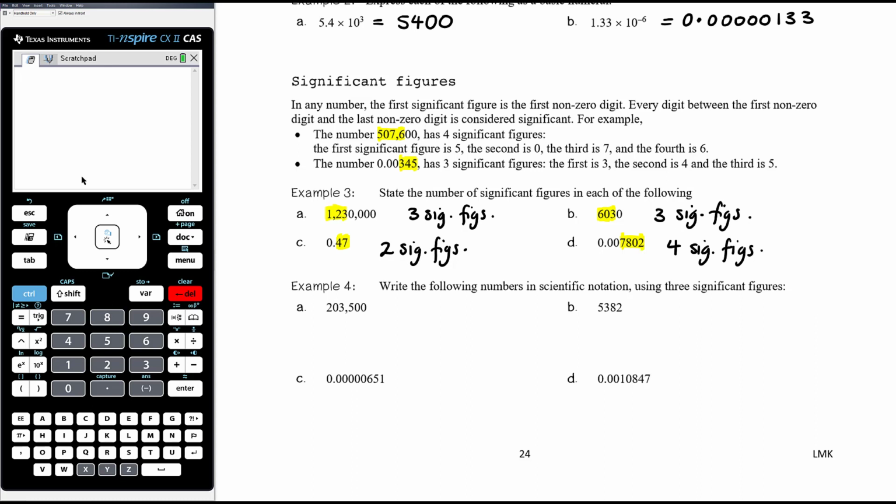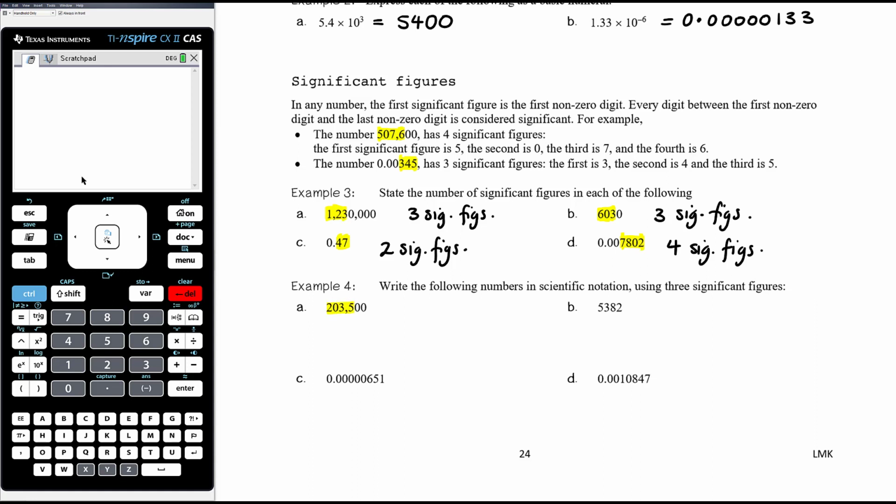Okay, write the following numbers in scientific notation using 3 significant figures. This involves 2 things. We're writing in scientific notation and we're also doing some rounding. So the first thing I'm going to do is round to the number of significant figures, and then I'm going to focus on writing in scientific notation. Alright, so this first number has 4 significant figures.